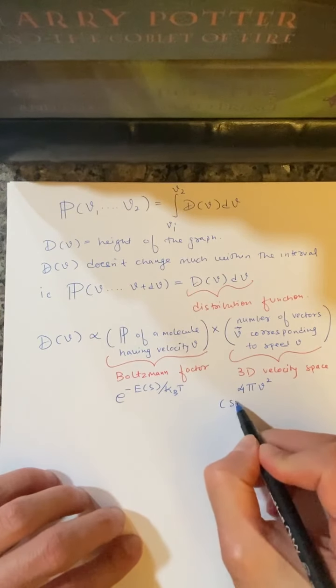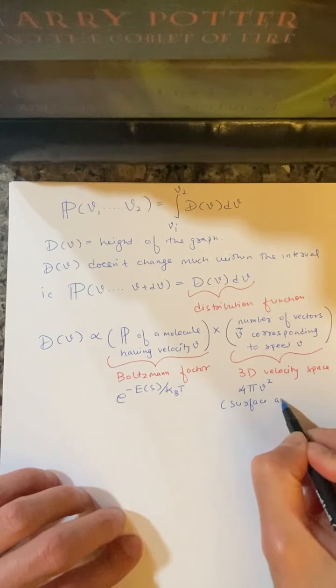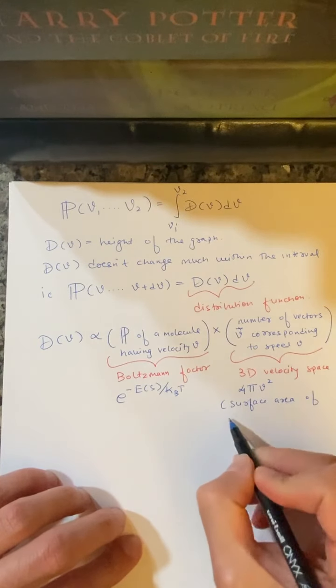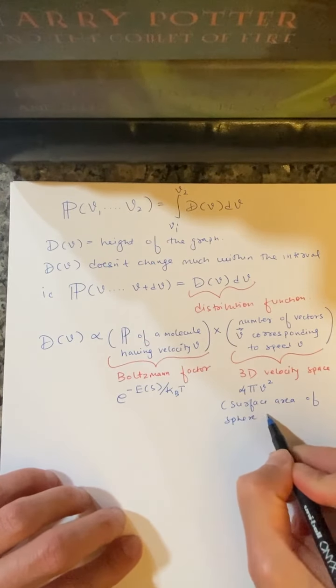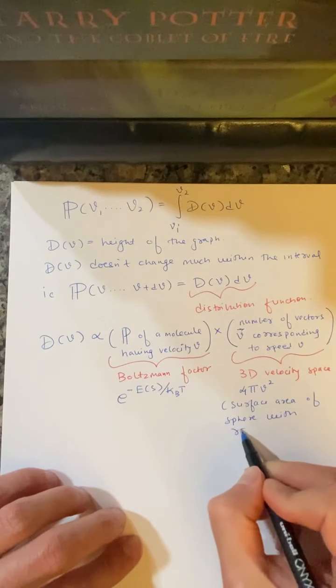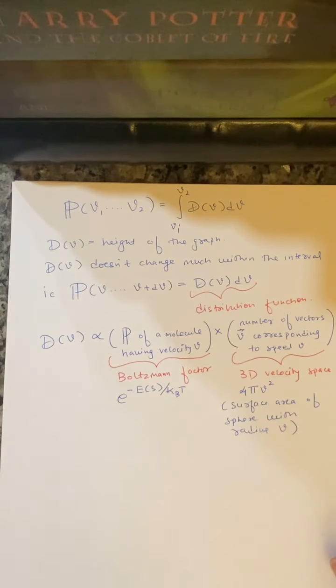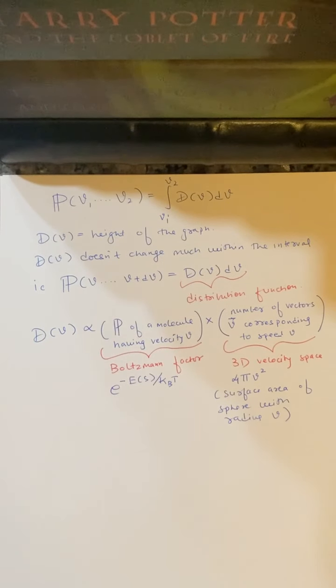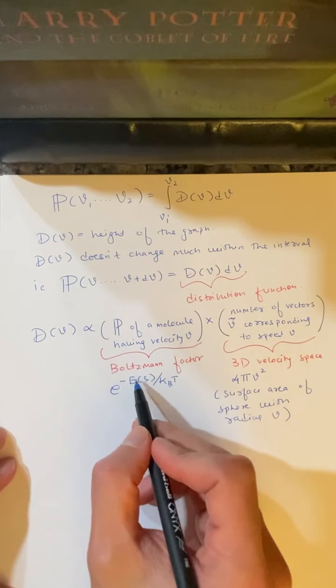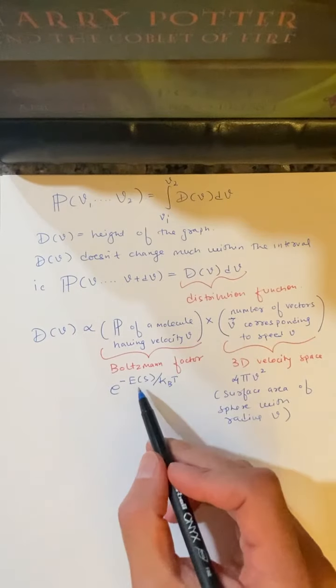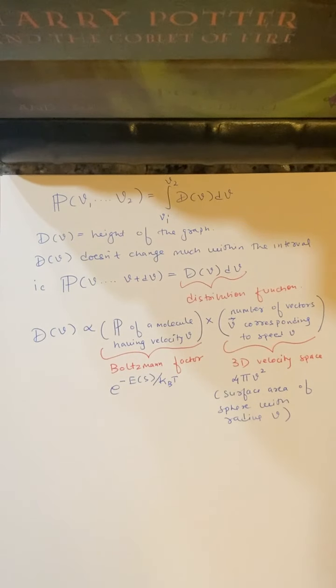Let me write this down. Surface area of a sphere with radius v. And here, now it's anyone's guess what is going to be the energy. We are only thinking about translation energy, just so that you know. We are only looking at translational.